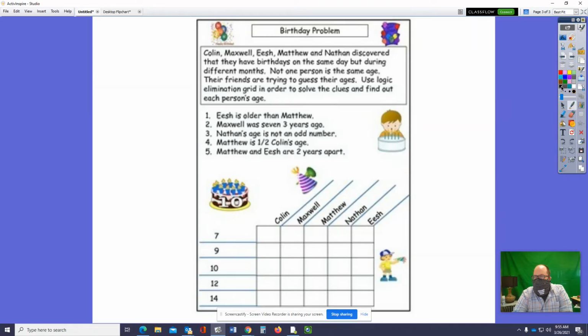Okay, so what we're going to do real quick is just go through this one that you should have already done. So this is the one you just worked on. We're going to show you how to solve it to try to help you out a little bit. And we'll start with the first clue here that says Ish is older than Matthew.